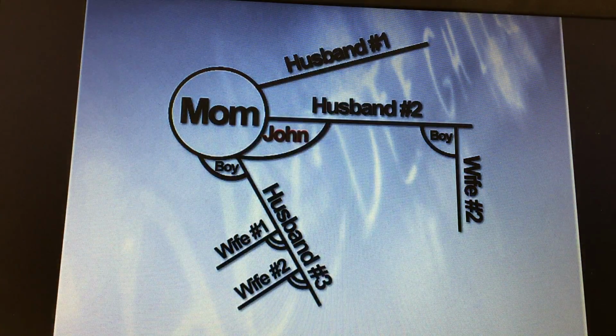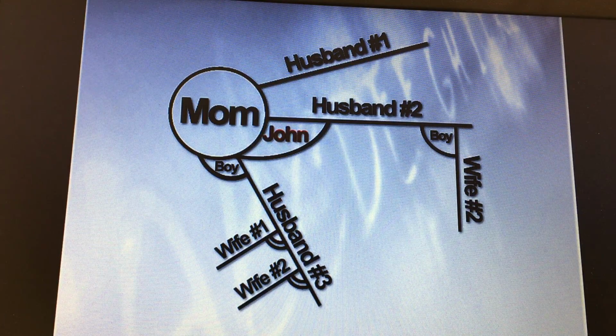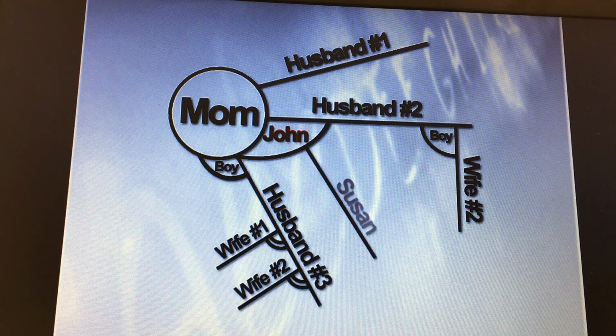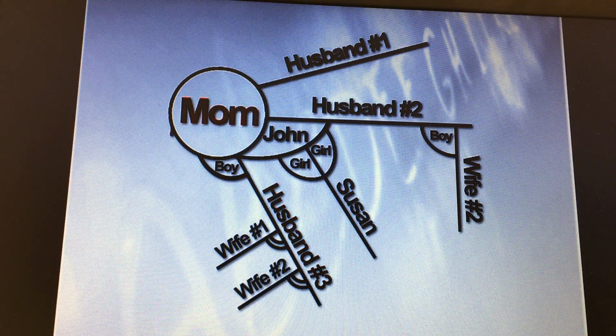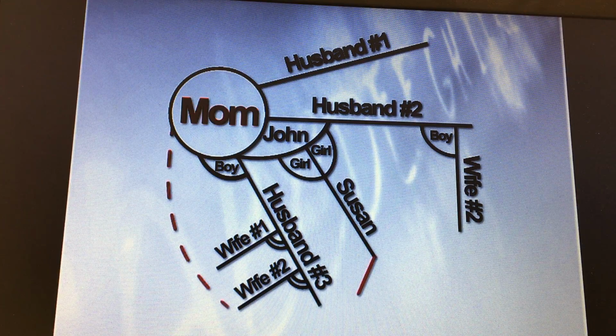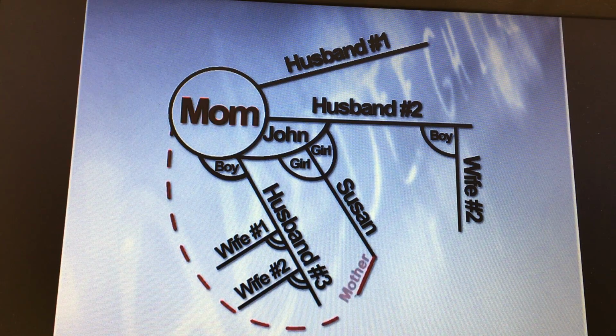When John was 17, he dropped out of high school. He entered into a relationship with a girl named Susan. And together they had 2 girls. About 8 years ago, mom left husband number 3. She is right now in an intimate, long-term, live-in relationship with Susan's mother.